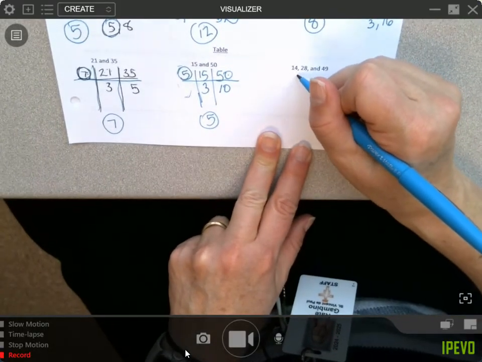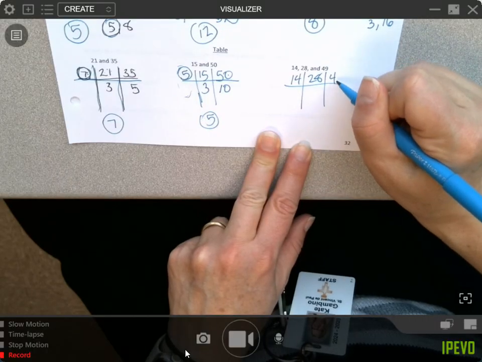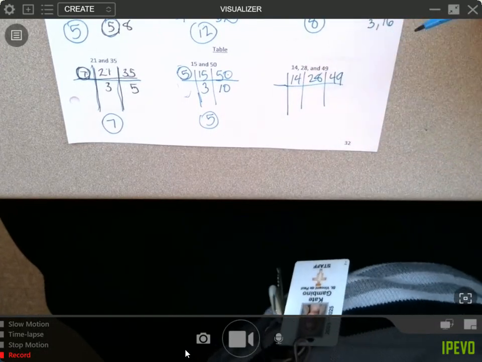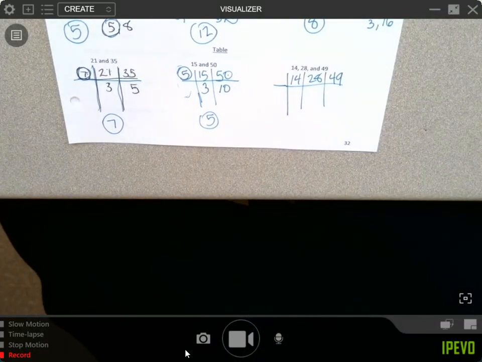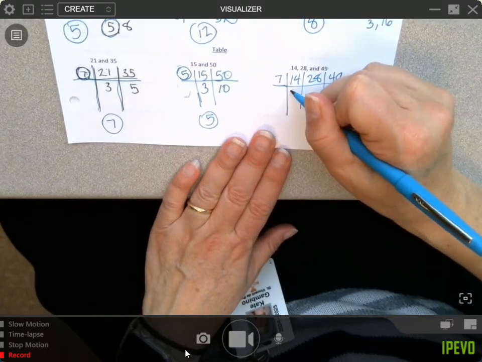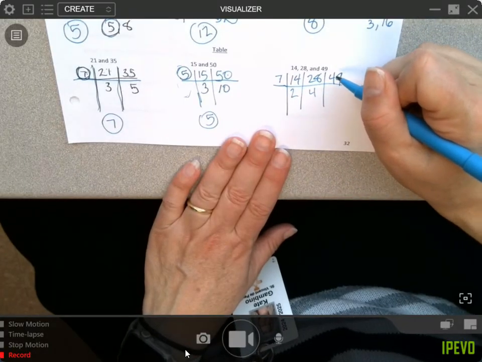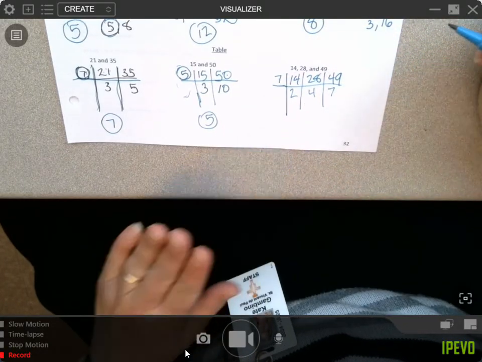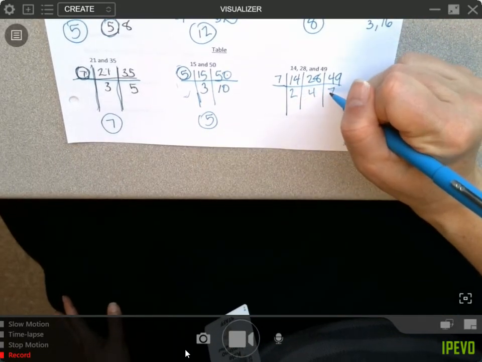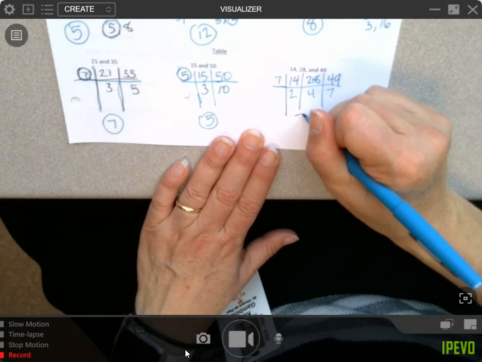So let's make another table for my 14, my 28, my 49. What number can I divide out of all 3 of those numbers? Emma? I can divide a 7 out. 14 divided by 7 is 2. 28 divided by 7 is 4. 49 divided by 7 is 7. Can I divide another number out of 2, 4, and 7? No. So my greatest common factor here is 7.